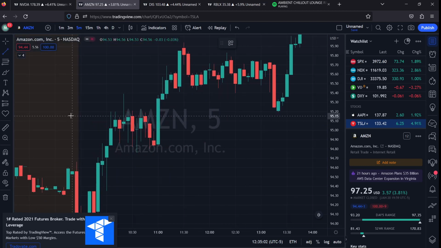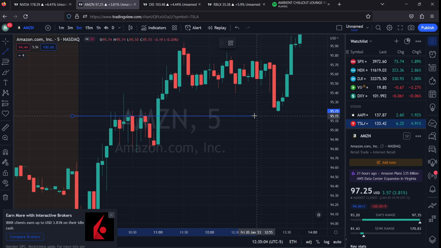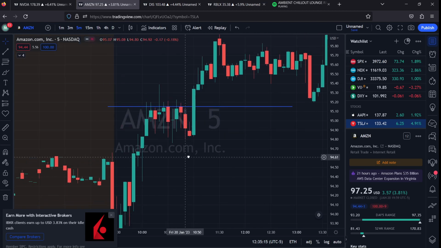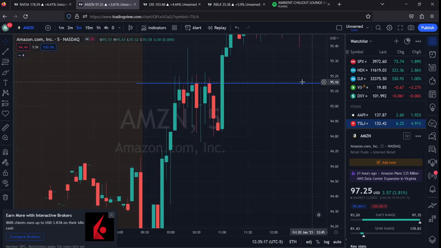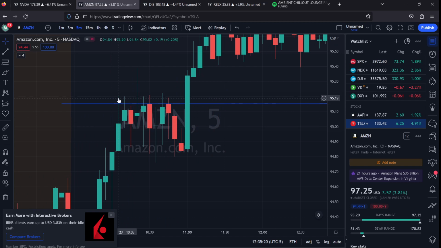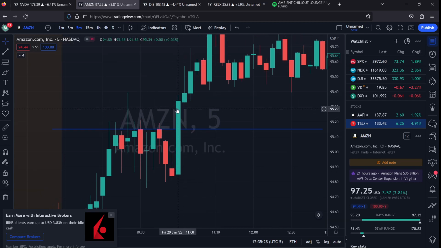So at 95.16, I'm using 2 bodies and 4 wicks. So the candle at 10:30 and the candle at 10:45, those bodies close below this level, but the wick of these 5 candles rejected off the level. Then we closed above it. This would indicate that I can take calls. Yes, it's within that 20 to 30 cent range that I have for chasing, so you can take calls here.